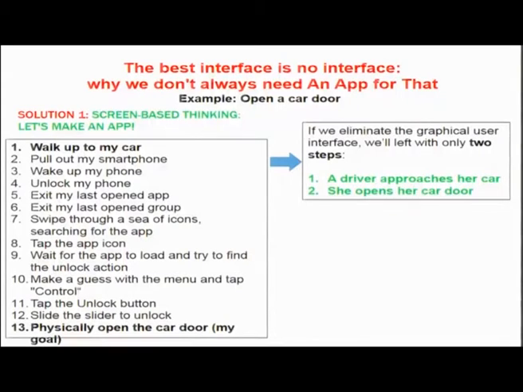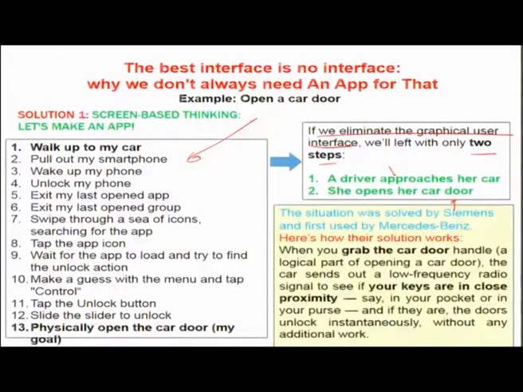If you could eliminate the graphical interface in question, where you're doing all these file scannings to access an app through which you can open a door, we only need two steps in the whole process which are of use to the user or the driver. One is that the driver approaches the car, and then the driver opens the car door.